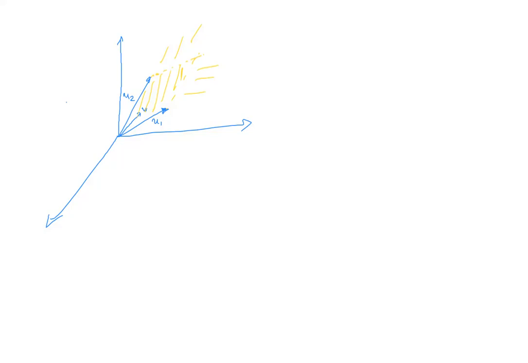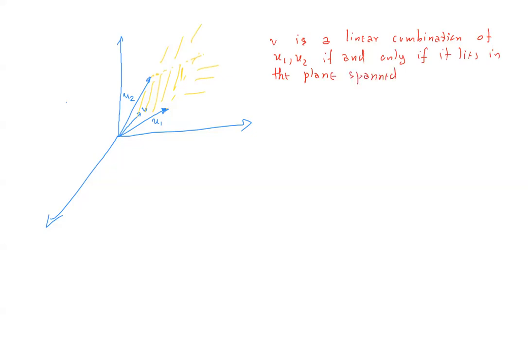So v is a linear combination of u1 and u2 if and only if it lies in the plane spanned by u1 and u2. Okay.